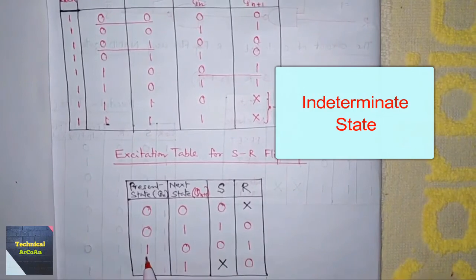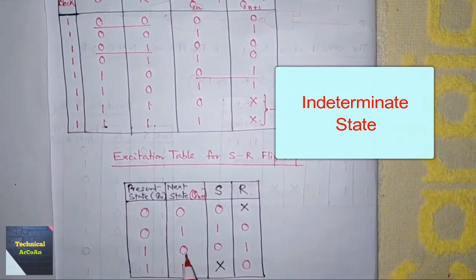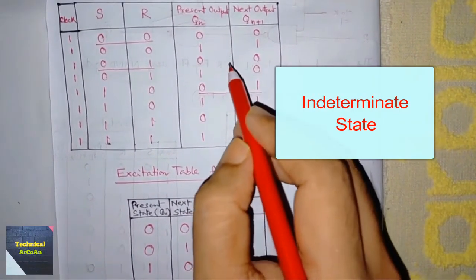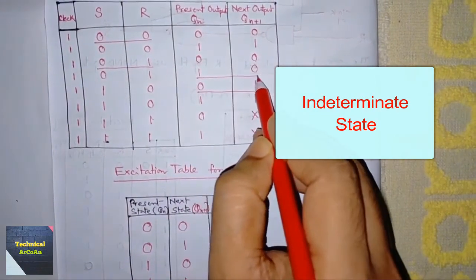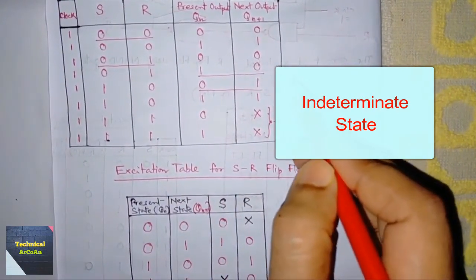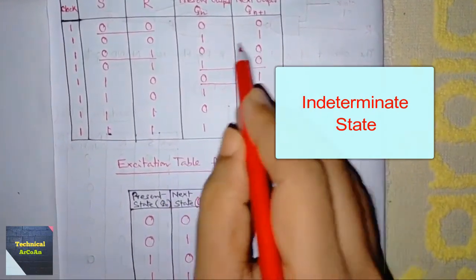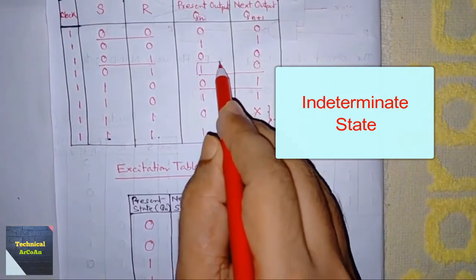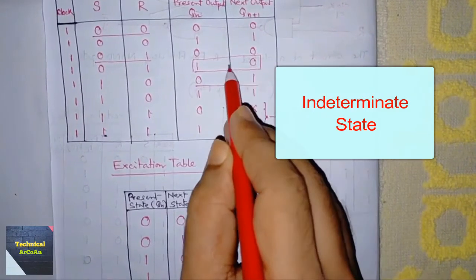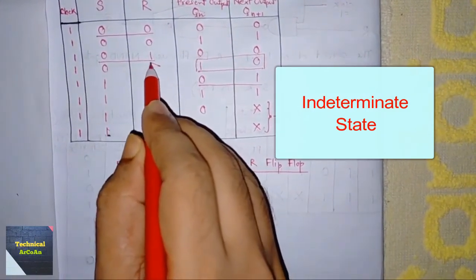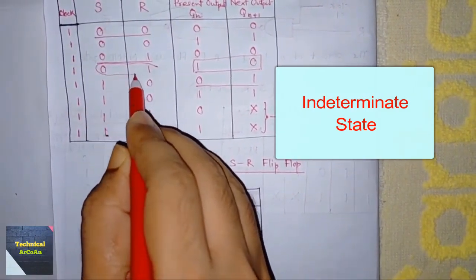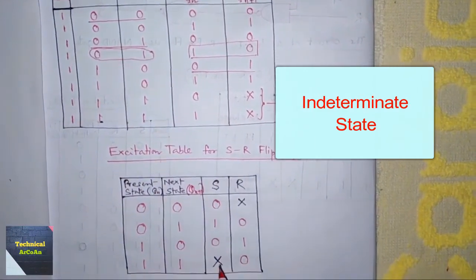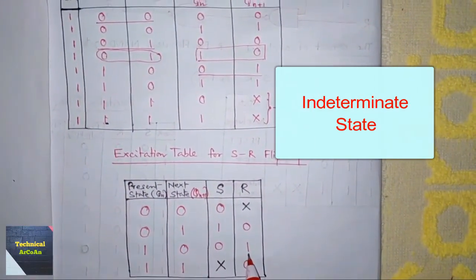Now the next combination, when the present state is 1 and the next state is 0. The present state is 1 and the next state is 0, and there is no other such combination. So in that case, for S and R, S is 0 and R is 1. So S is 0 and R is 1.